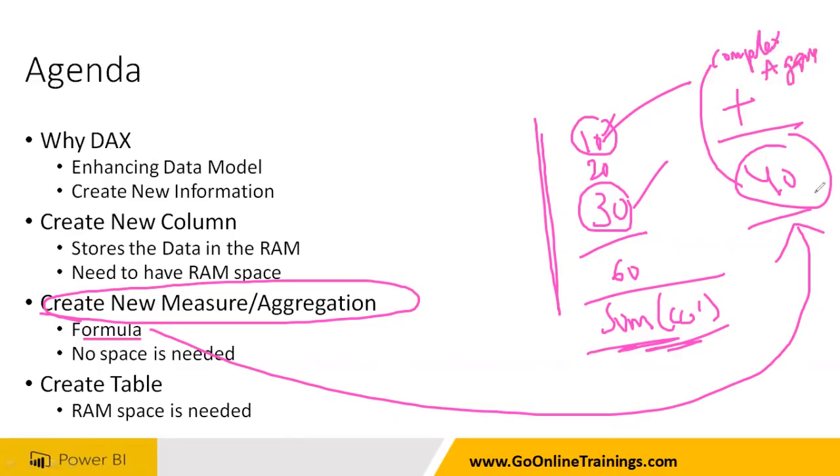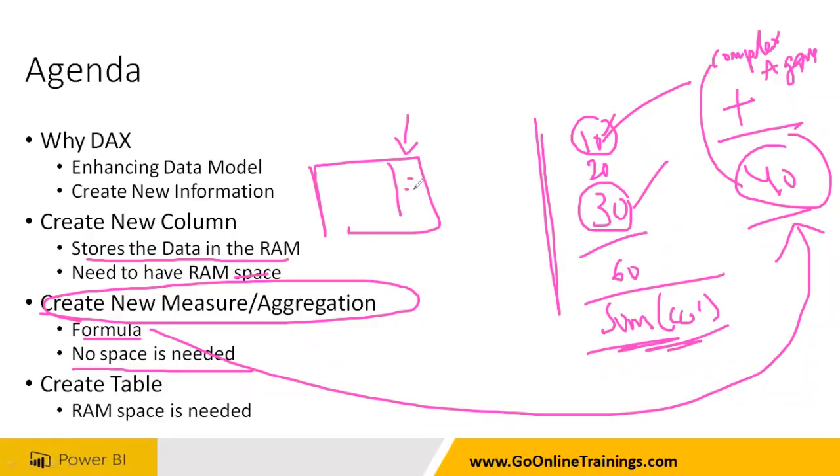So in this case, we are not going to be storing any data permanently, but we are going to be storing only the formula. But in the other case, we are going to be storing the data. In this, we are only creating the formula. No space is needed. Sometimes you create a column in the table. So that is what the DAX can do.